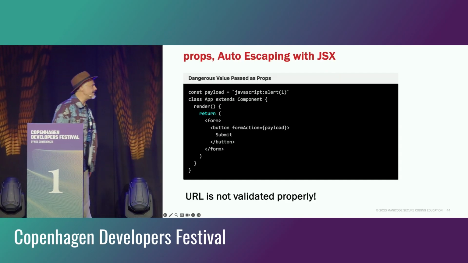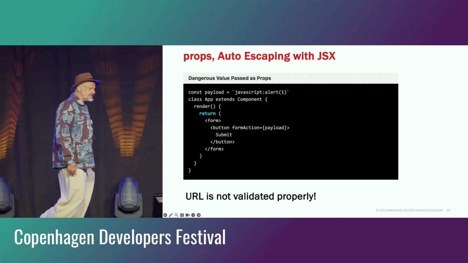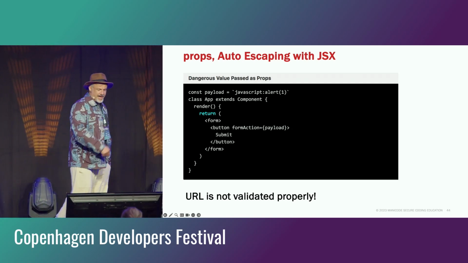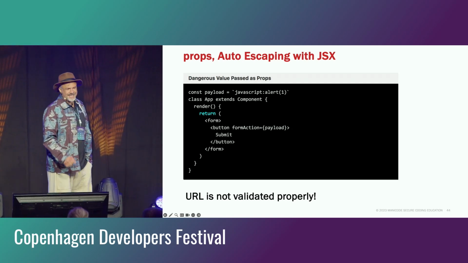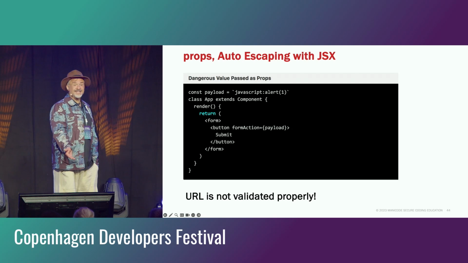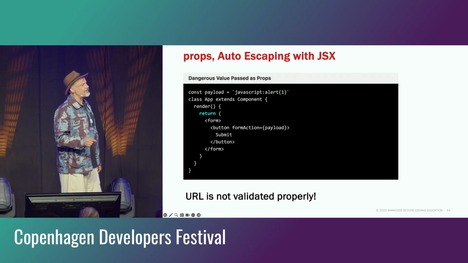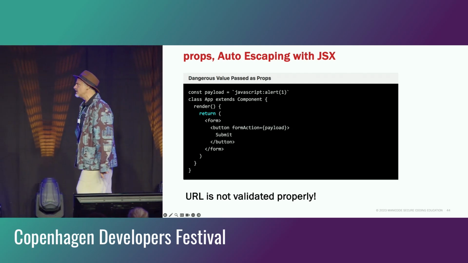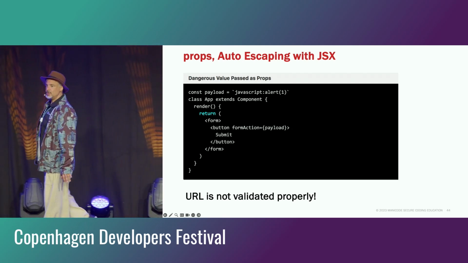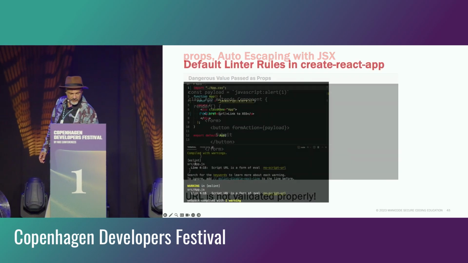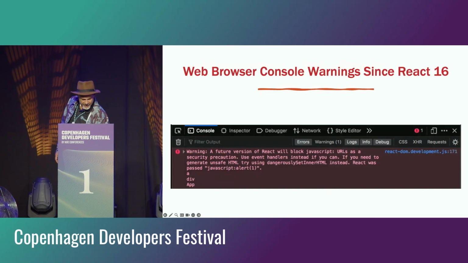And here's another example of this. Here I have untrusted data as a payload. I have a button where the form action is that payload. The payload gets escaped, but the URL still works, and the URL has not been validated properly. There's another example of XSS through JSX encoding. And so I'll come back to that.